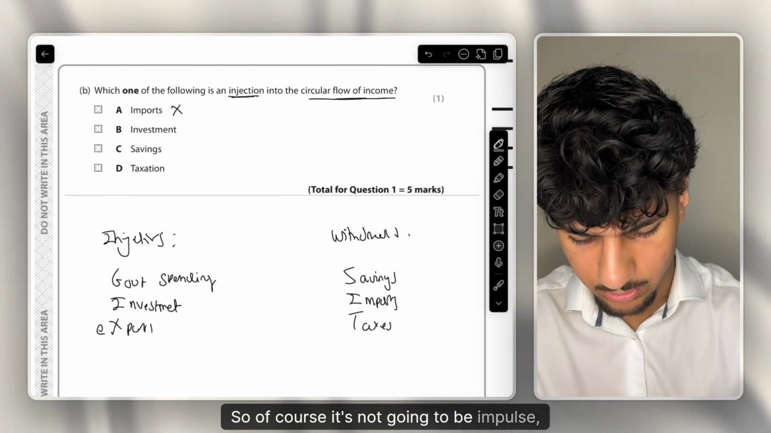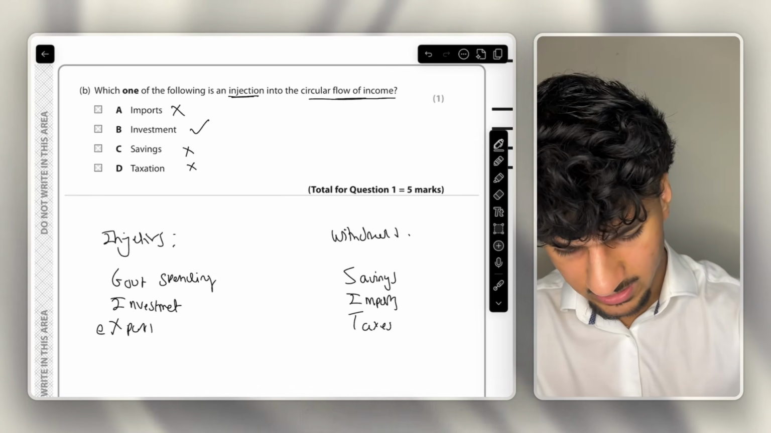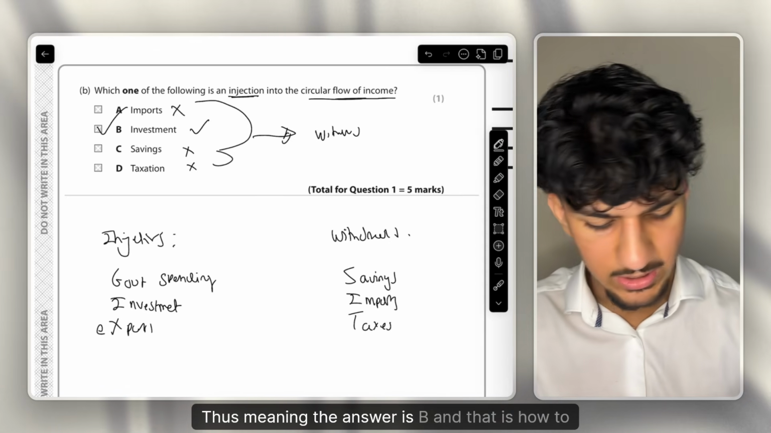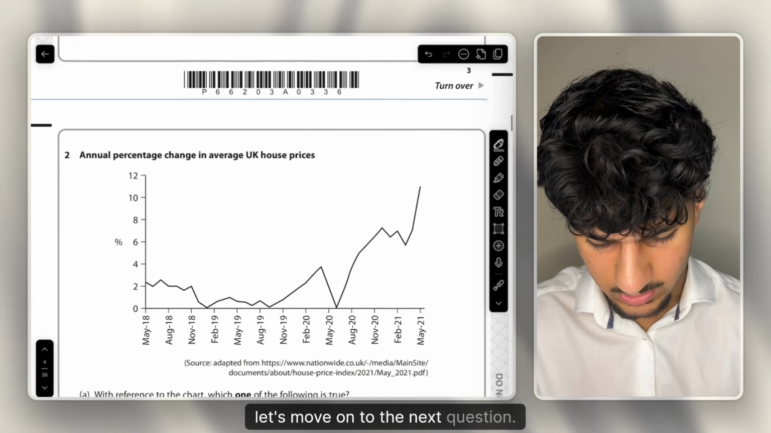So of course, it's not going to be imports, it is going to be investments, it's not going to be savings, and it's not going to be taxation, as these three are all withdrawals, thus meaning the answer is B, and that is how to get 5 out of 5 marks on the first question. And let's move on to the next question.